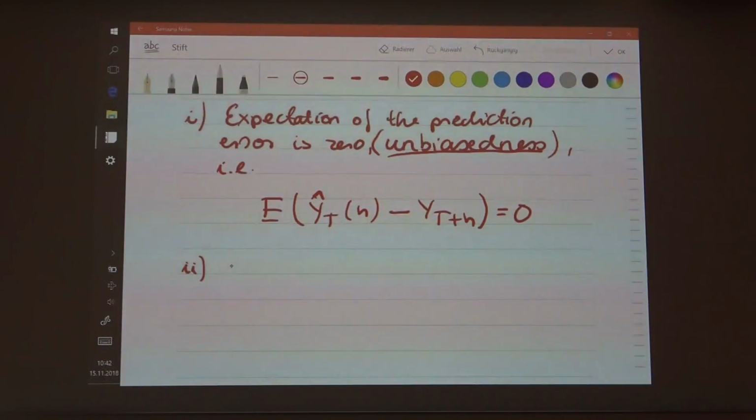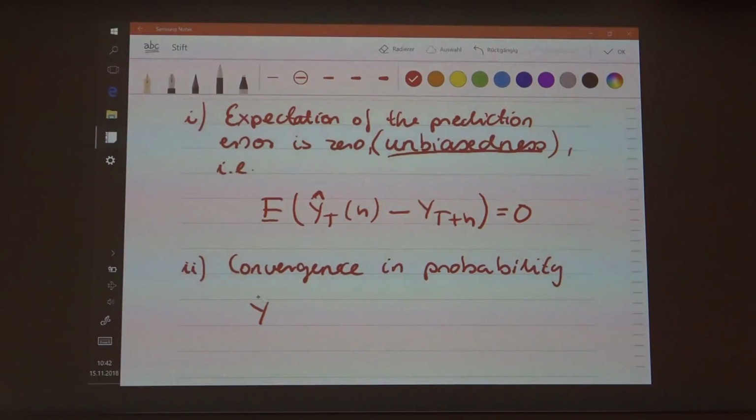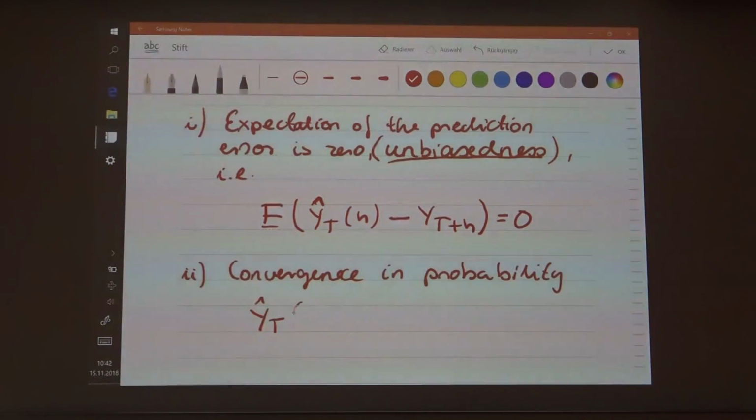So you have convergence in probability. Basically, maybe you're familiar with this concept. This means that the forecast converges, let's say, to the expectation of the process, and the process is stationary, so it doesn't matter what kind of expectation you have, because the expectation does not depend on t. That could also be capital T plus h, so I'm rather using that notation.